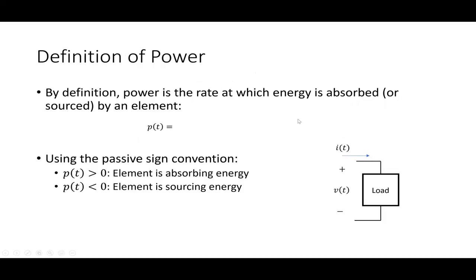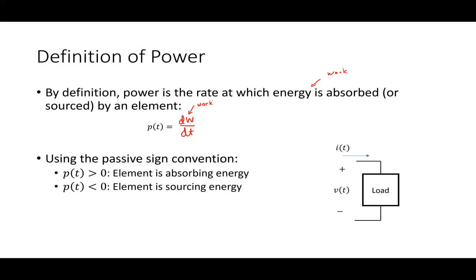Okay, let's go back to the original definition of power. The definition that we learned in physics is that power is the rate at which energy or work, right? So the term that we sometimes use for energy is work. It's the rate at which energy or work is absorbed or sourced by an element. So p(t) by definition is the rate at which energy is used, which we write as dW/dt, because typically we talk about energy as work.